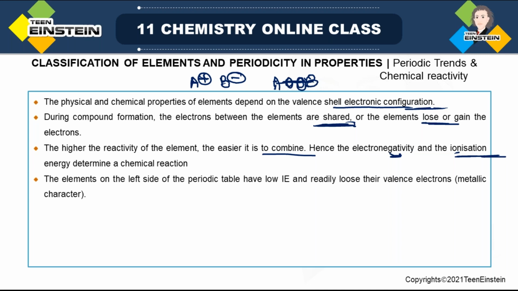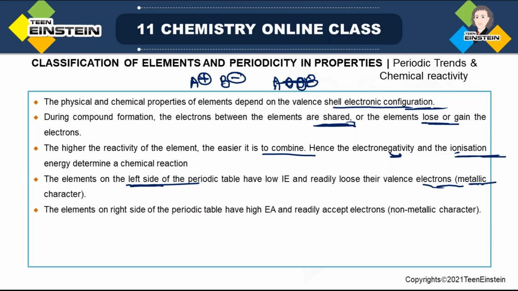If you focus on the left hand side of the periodic table, we know the elements are mostly metallic, that is the s block I'm talking about, and ionization energy is very low. That is, in the whole periodic table, the part where all the elements have low IE is actually the left portion, and that is the reason they can readily lose their valence electron, and that is actually metallic character. Fine.